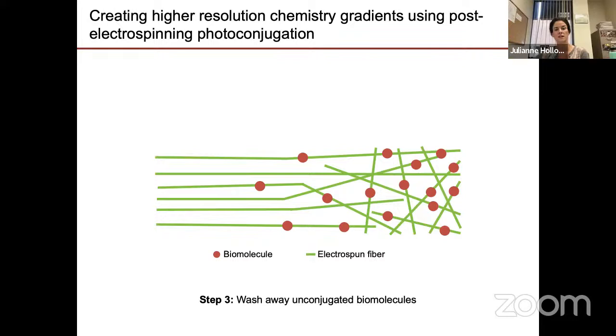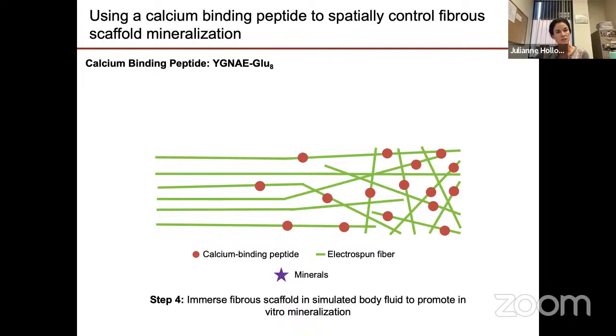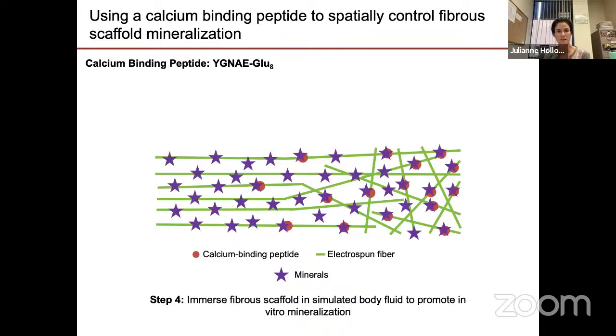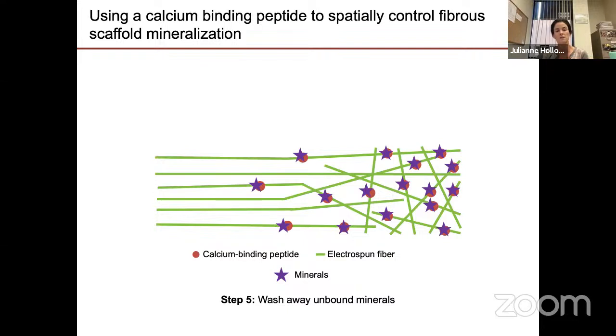We were most interested in ways to create a mineralization gradient. Again, going back to the chemistry of that tendon-bone interface, we were hoping to recreate the mineralization gradient that you see in that interface. So we decided to use a calcium binding peptide as the biomolecule that we would tether. Then we would immerse the scaffold in simulated body fluid in order to promote in vitro mineralization. The idea is that the in vitro mineralization would occur selectively where the calcium binding peptide is, so that we would get a scaffold that mimics this highly aligned to mineralized morphology that you see in the tendon-bone interface.